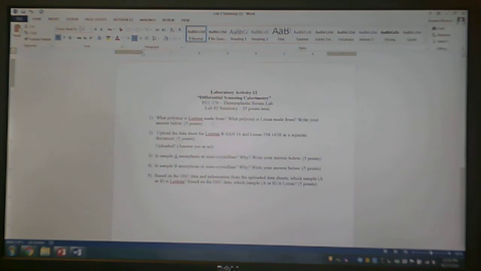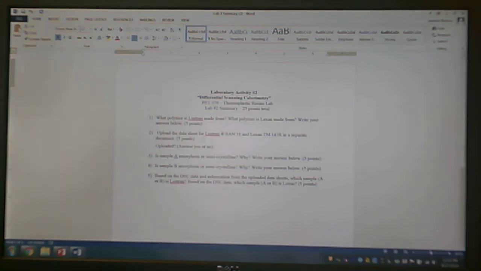So first off, one of these polymers is called Lustran and the other polymer is called Lexan. Based on the data, you need to determine whether sample A is one or the other, but you also need to find the data sheets for Lustran SAN31 and Lexan TM143R. And those can be done through a Google search. So you need to identify what polymer Lustran is and what polymer Lexan is. In other words, poly something is Lustran, poly something is Lexan.